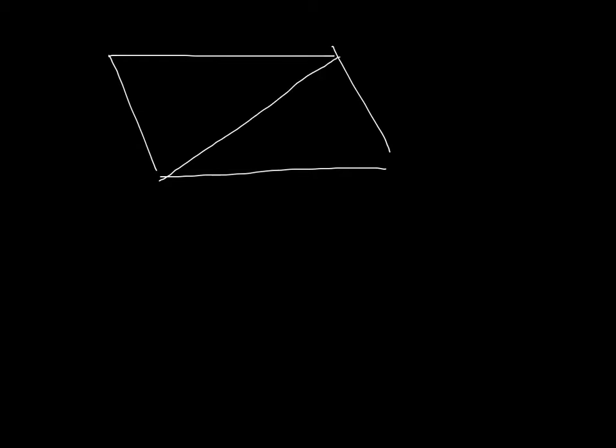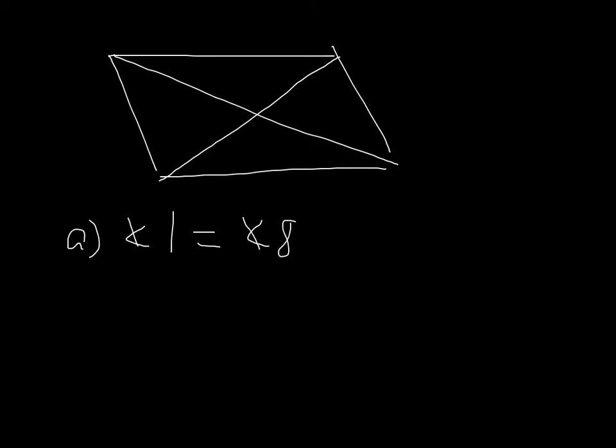Now for the problem at the bottom of the page, this gets a little bit more complicated. Suppose it says angle 1 is equal to angle 8. Here's 1 and here's 8. And it wants to know which lines, if any, are parallel. Well, since we're doing parallel lines, you should be looking for alternate interior angles, corresponding angles, or same-side interior angles.